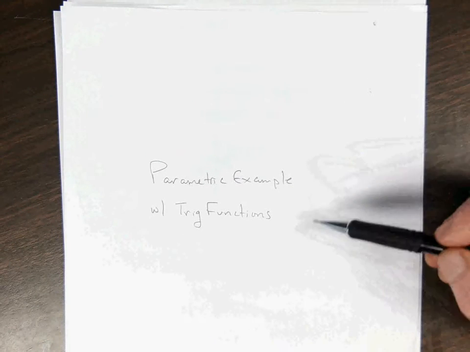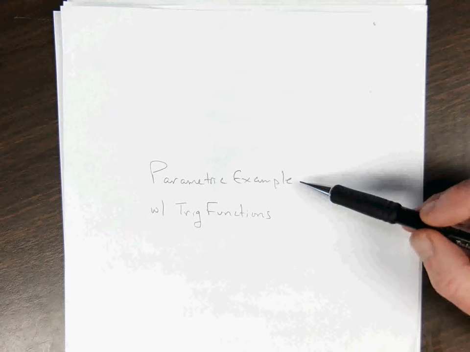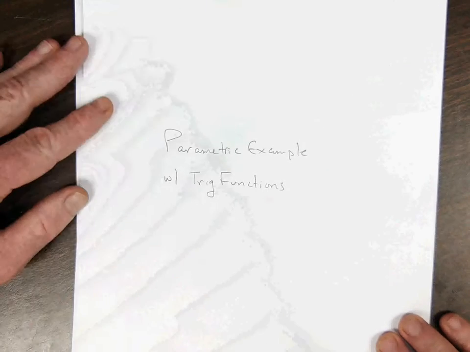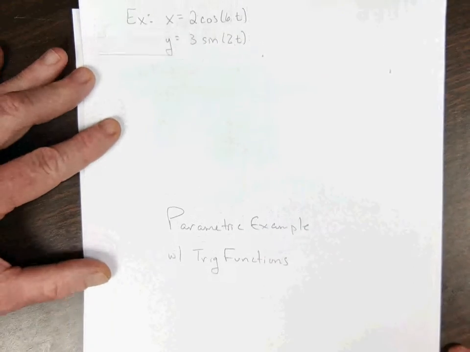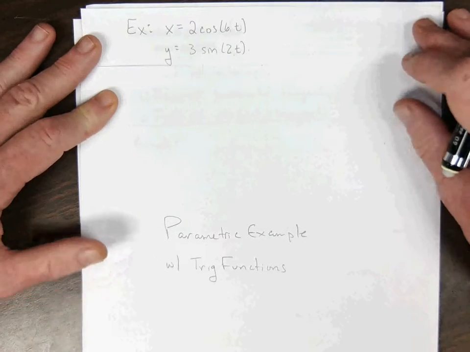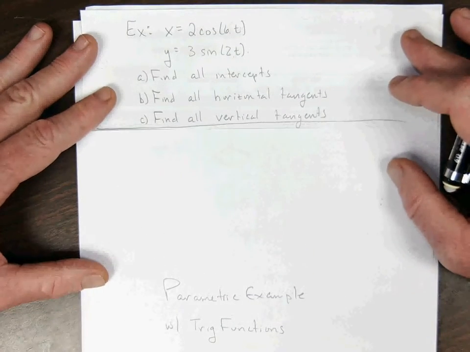So I just wanted to do a hopefully quick example of a parametric curve that has trig functions in it, and do some calculus problems with it. Let's say I have these two equations right here for my x and y, and I'm told to do some algebraic calculus stuff with them.